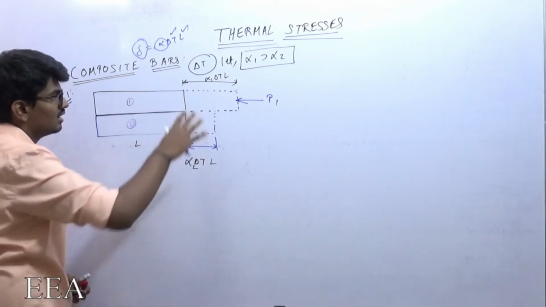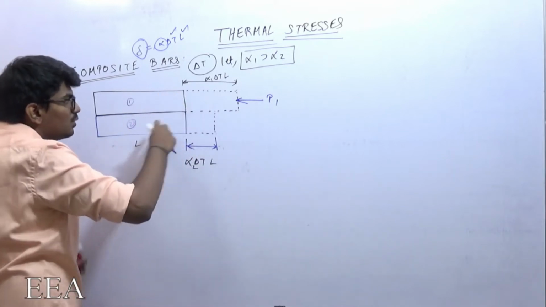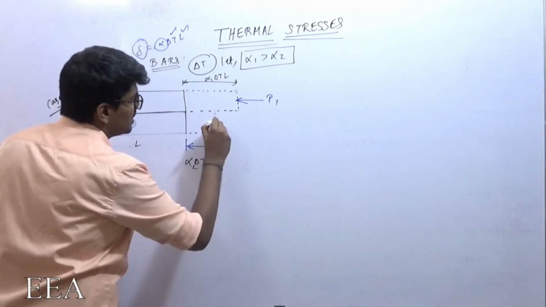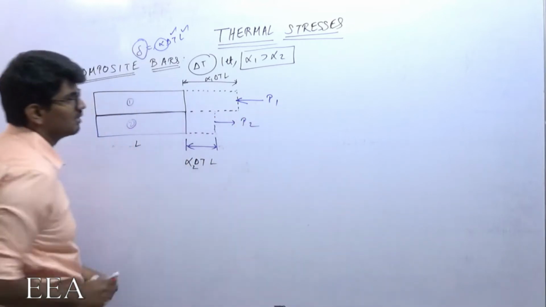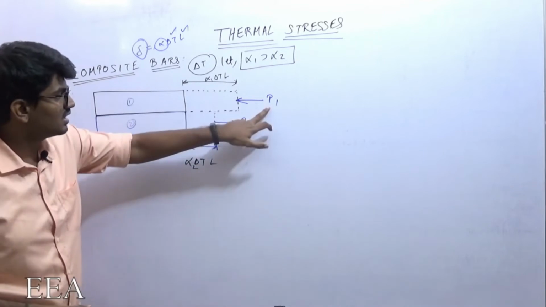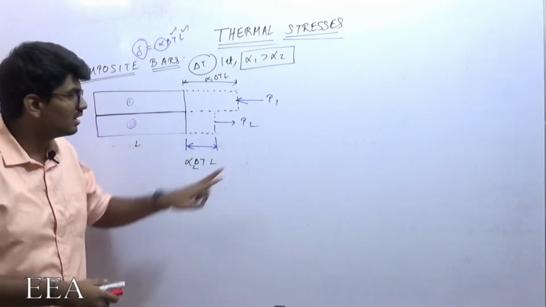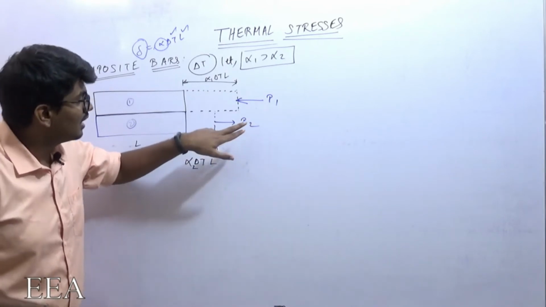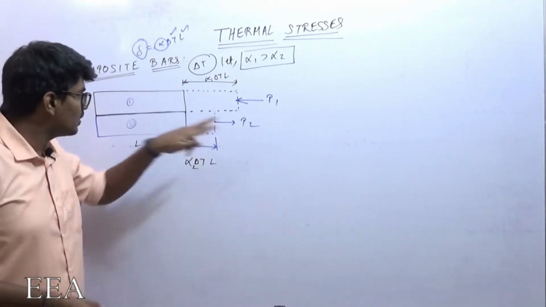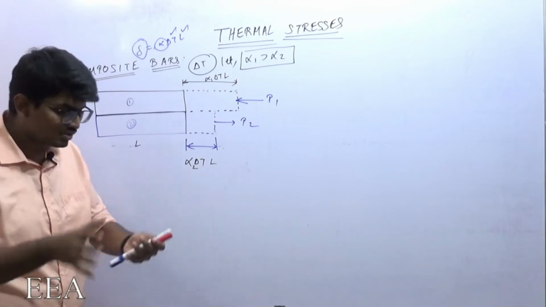So what will happen? This first member will try to pull the second member this side, so there will be tensile stress in the second member. So this P1 is nothing but the compressive stress in the first member due to the second member. This tensile load is nothing but the tensile load in the second member due to the first member.